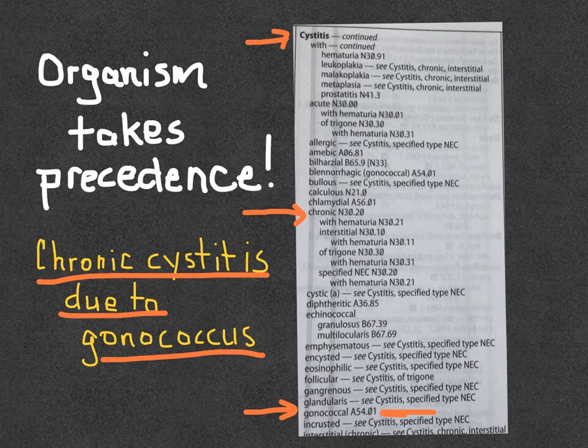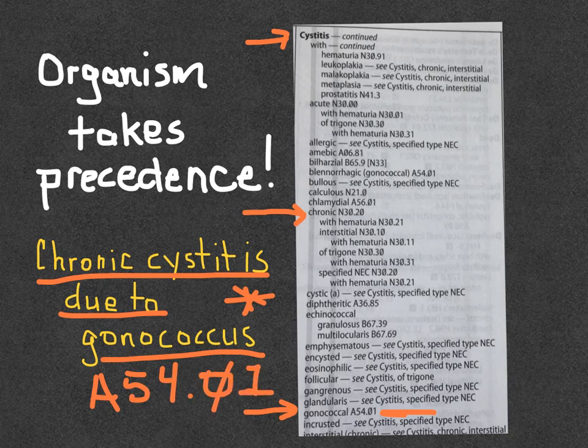So our final code for this particular diagnosis would be A54.01 and not the chronic route. Again, organism taking precedence over a general subterm.